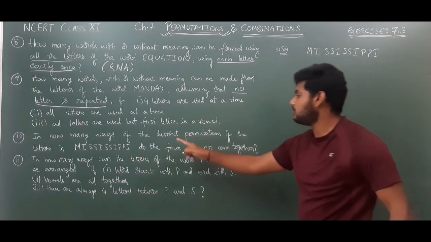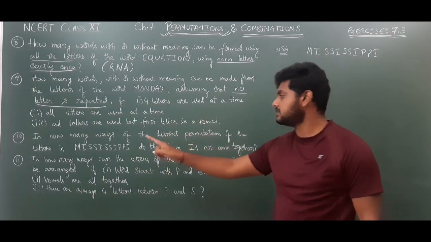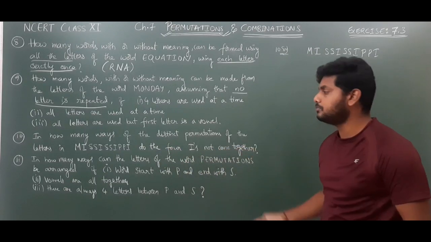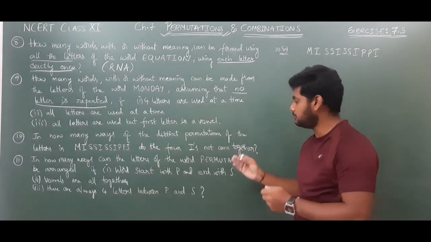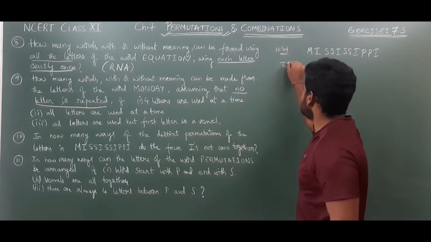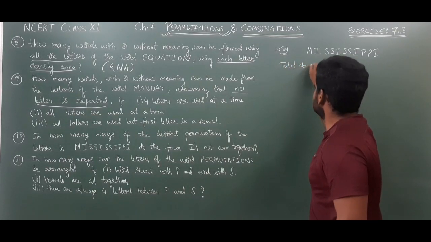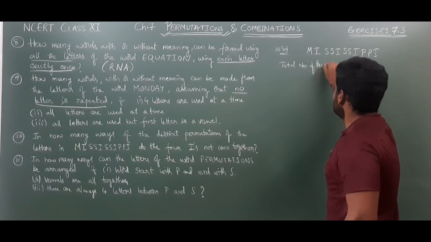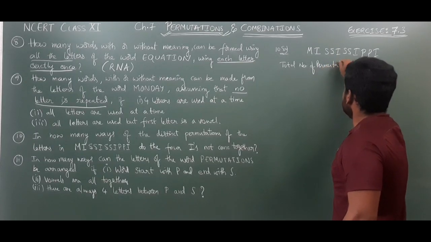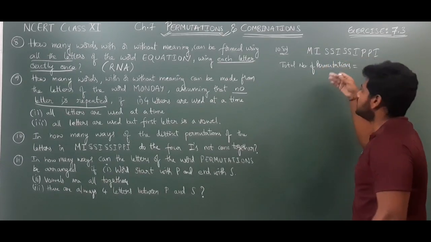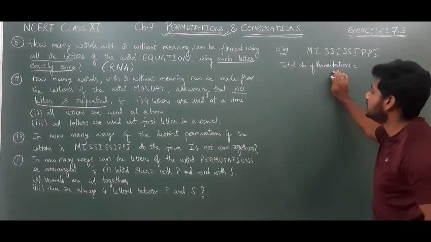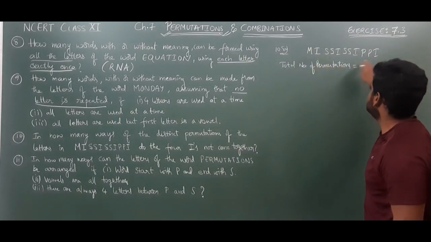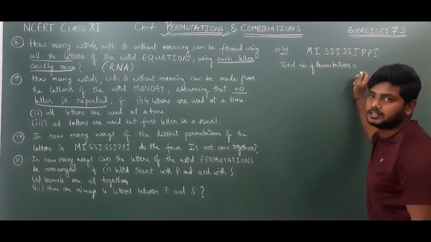In how many ways of the distinct permutations of the letters of MISSISSIPPI do the 4 I's not come together? To find when the 4 I's do not come together, first we will find the total number of permutations. Here permutations means different types of words, right? So how to find it? As I said, whenever repeated letters are there in the word, what do we do?